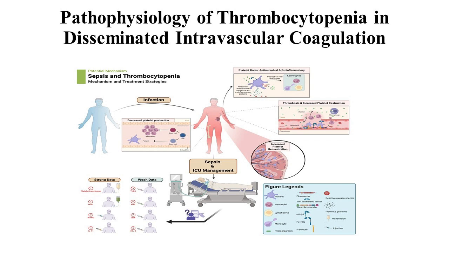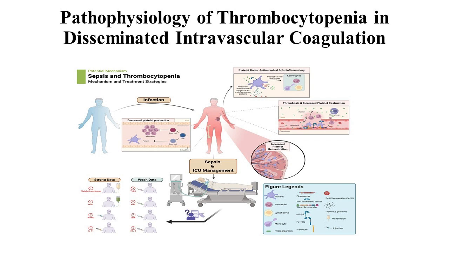The slide also emphasizes the dual role of platelets. Beyond hemostasis, platelets have antimicrobial and pro-inflammatory functions. They release cytokines, chemokines, and reactive oxygen species, and interact with leukocytes to enhance immune responses. While this contributes to host defense, it also accelerates platelet activation and consumption.